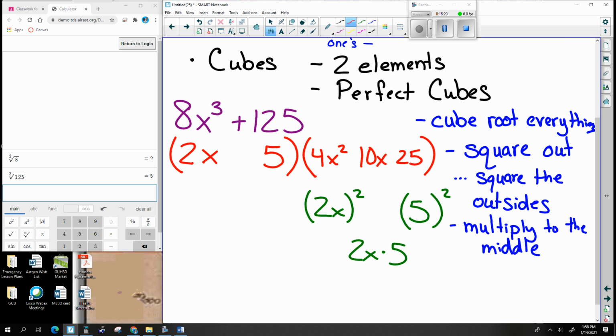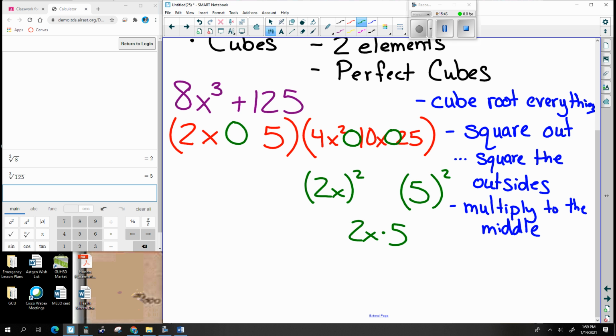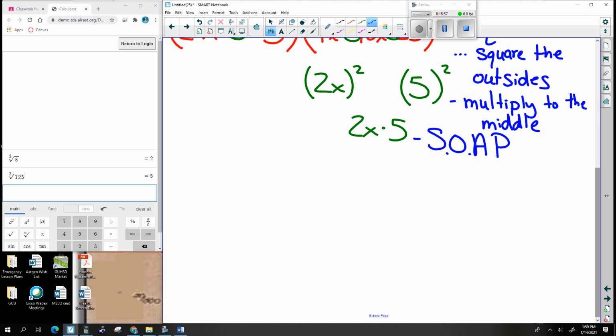Okay, now, the obvious missing piece now is all of the pluses and the minuses. What symbols go in here? Is it a plus? Is it a minus? So I cube rooted, square out, multiply to the middle, and then, this is usually the kid's favorite part, I use SOAP. SOAP, S-O-A-P. And this lets you know the symbols.